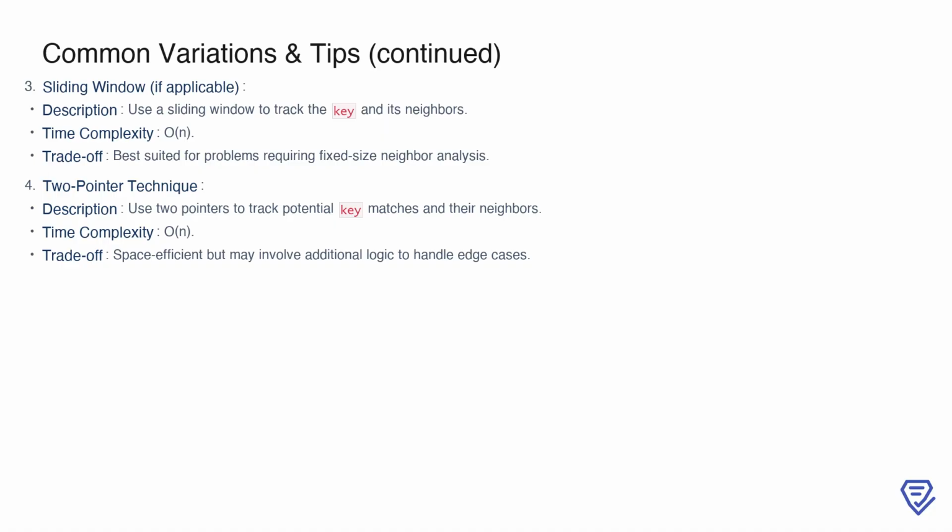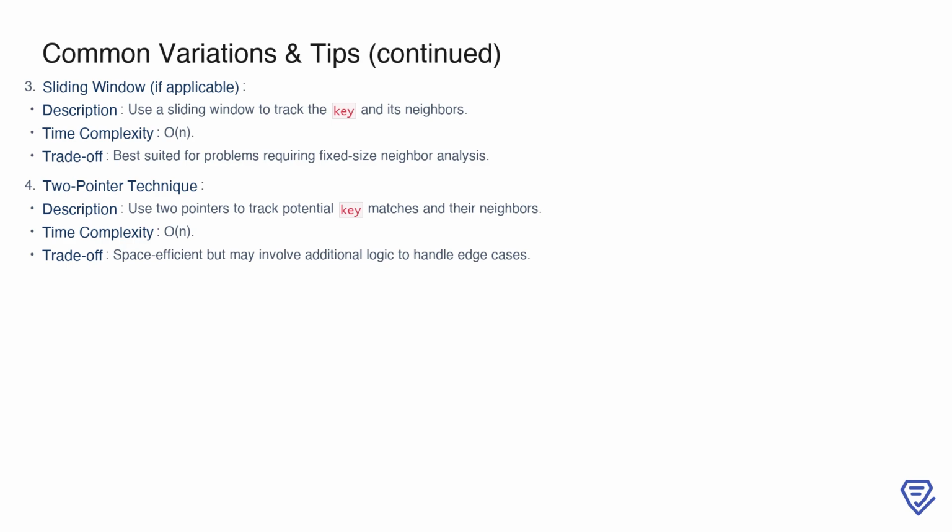Another potential approach is the sliding window technique, which is particularly useful for problems involving fixed-size neighbor analysis. By maintaining a window that tracks the key and its neighbors, you can process the array in O(n) time. This method balances efficiency and simplicity, making it a great choice for certain variations of the problem.